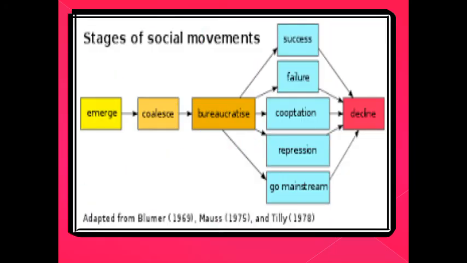Here we are seeing some stages of social movement. Now see, emerge. Emerge means to form. Next we are seeing coalesces, that means to keep adding, or a stage of social movements in which the social movement begins to mobilize resources to achieve its goals, right?